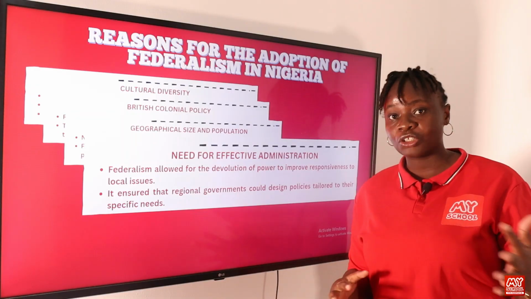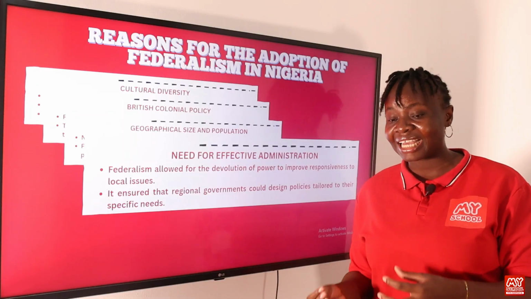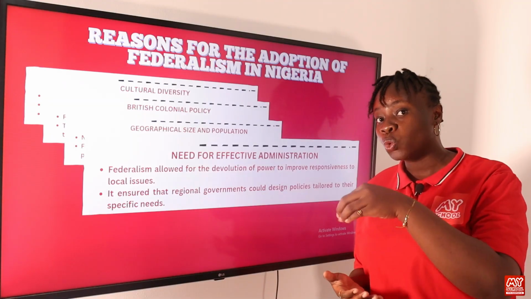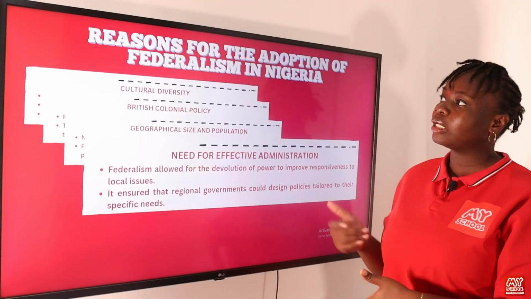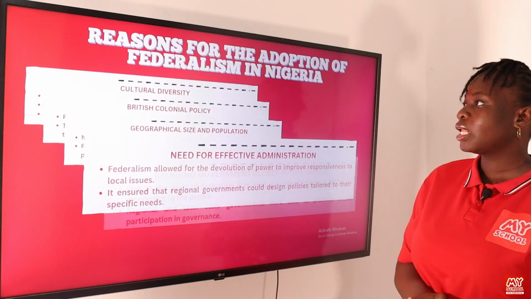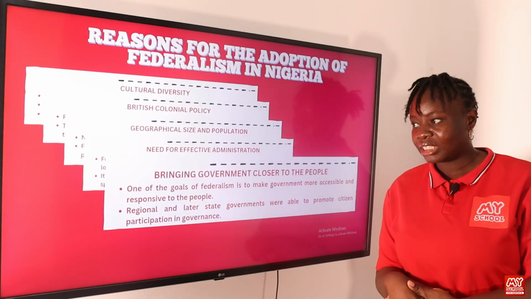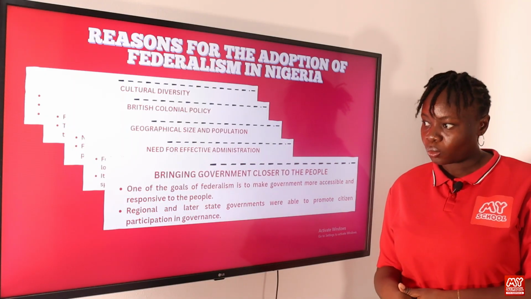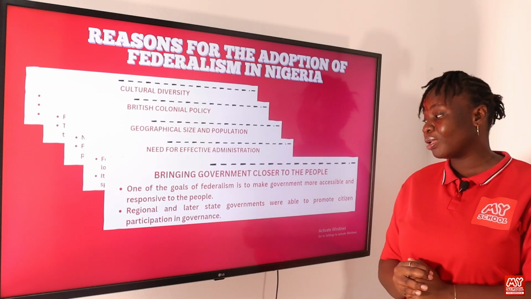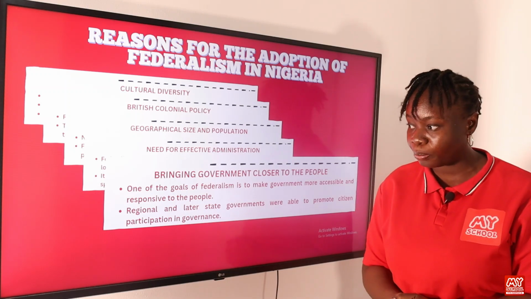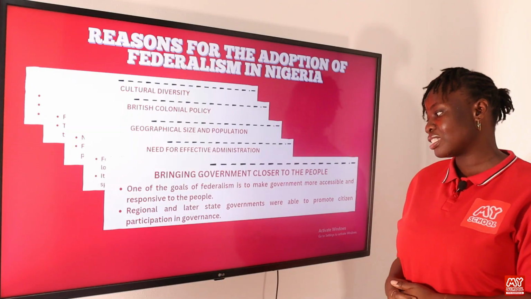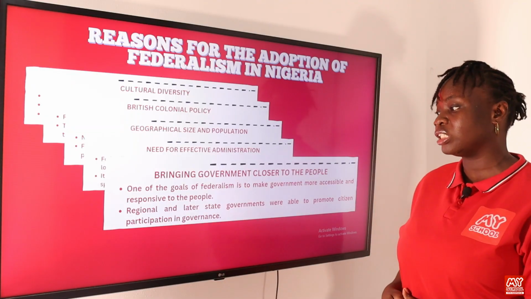So we have different state governments, different local governments, so that they can adapt to the various needs within that particular region. Now let's move on to another reason. Another reason for the adoption of federalism is bringing government closer to the people. One of the goals of federalism is to make government more accessible and more responsive to the people. Regional and later state governments were able to promote citizen participation in governance.